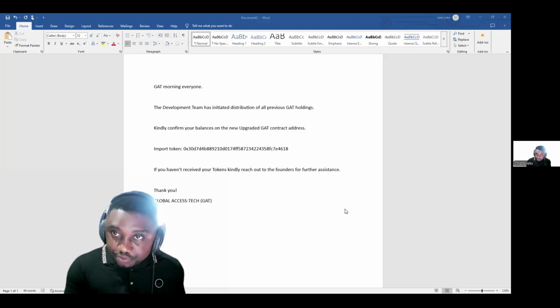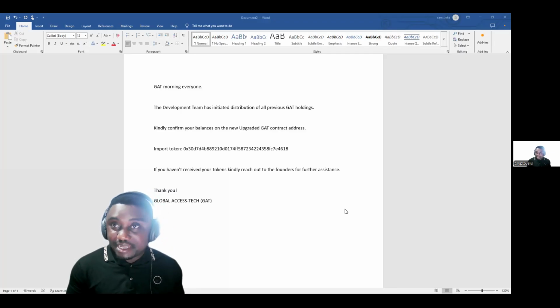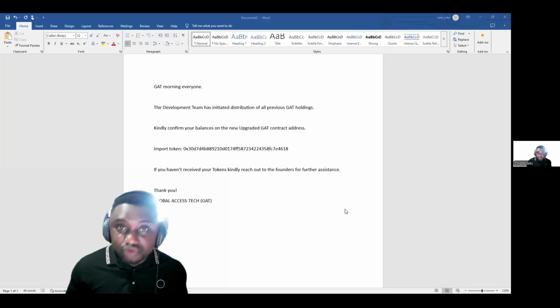Since this is a new project, I'm very certain it is not on CoinMarketCap yet, but let's go check again. This project does not exist on CoinMarketCap. There is nothing like Global Access Token on CoinMarketCap, or even on CoinGecko. When a message like this is sent to you, they will always add the contract address. This contract address is the identity of this token on the blockchain where it is deployed.